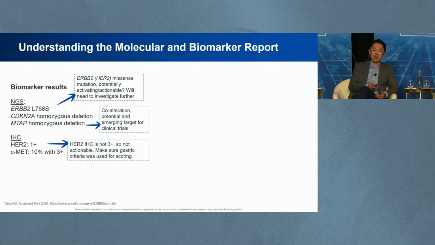These are co-alterations. And with MTAP, this is an emerging target for clinical trials that I think is really exciting. For HER2, 3+ is the actionable level, and this is 1+, so not really actionable currently. For c-Met, the actionable criterion is actually 50% with 3+, so again, this is not actionable as well.